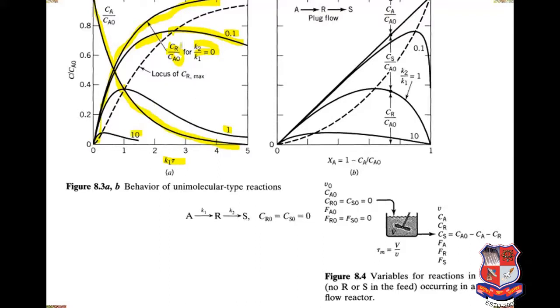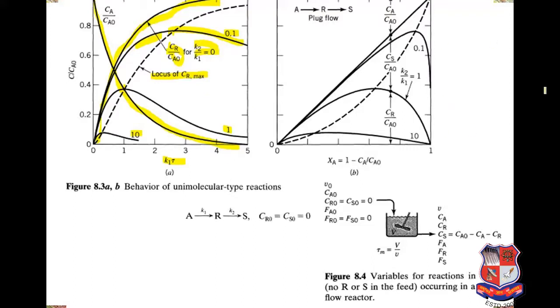Now this is your CA curve, this is your CR curve. This dotted line is nothing but the locus of the maximum CR value, passing through the maximum points of the particular CR curves. So now I can calculate the CS, the amount of the S product.